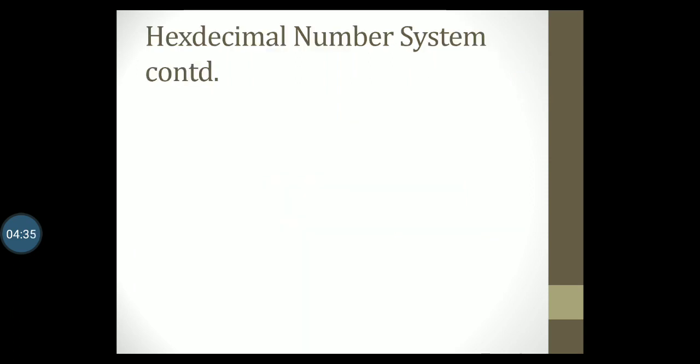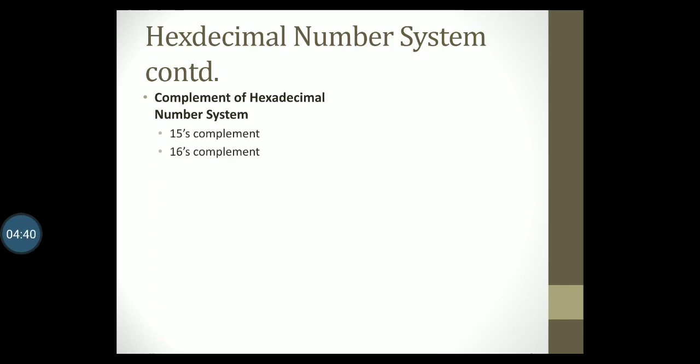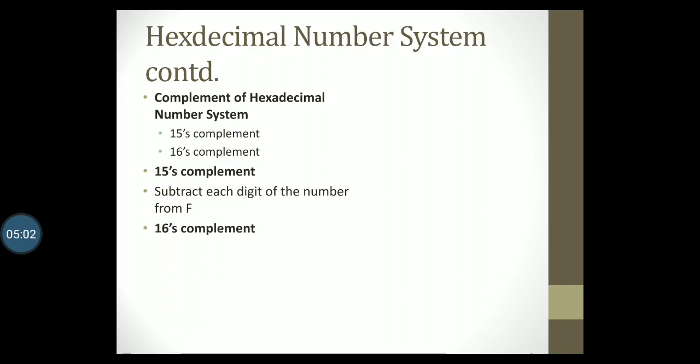In the hexadecimal number system, we also have complements. There are two types, the 15's complement and the 16's complement. How do you find the 15's complement of a hexadecimal number? Simply subtract each digit of the hexadecimal number from 15. 15 is of course the decimal representation of the hexadecimal equivalent F. How do you find the 16's complement? Find the 15's complement of the hexadecimal number and add 1 to the LSD.